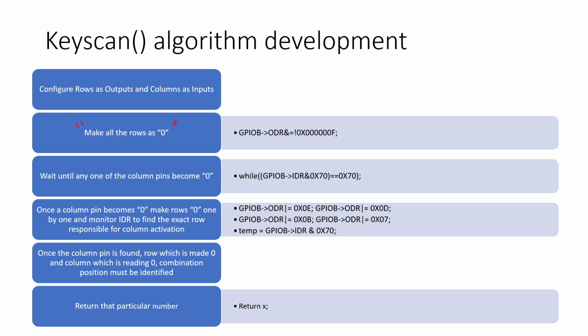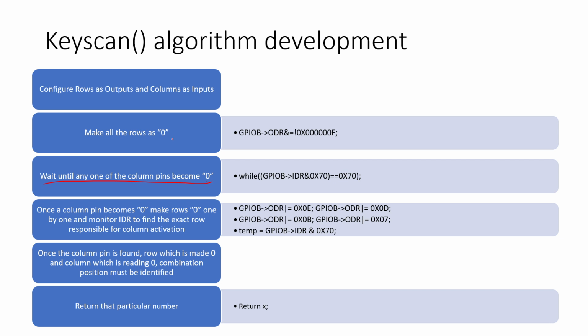Why we are doing this is, for example, if the user is not pressing any key, it is a waste of time enabling and disabling the rows and checking for columns. So what we'll do is enable all the rows and check if at least one column is giving an input. If at least one column is responding, then we will disable all the rows and enable the rows one by one to know which row corresponds to the column. So wait until any one of the column pins becomes 0.